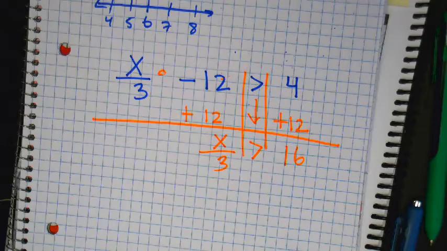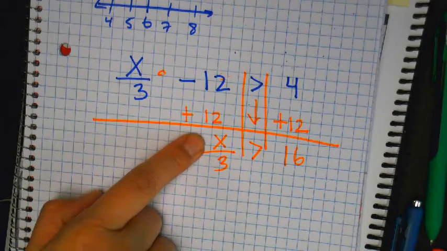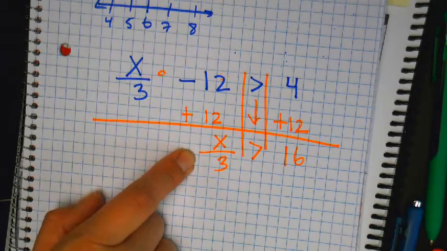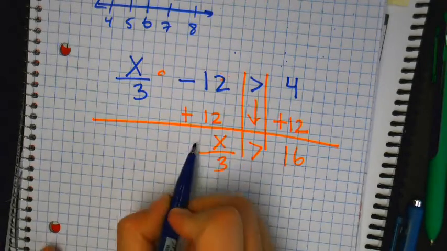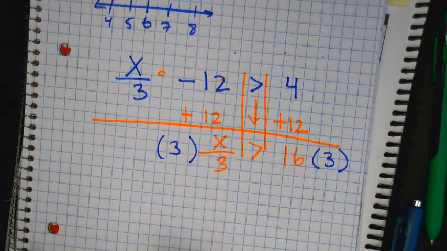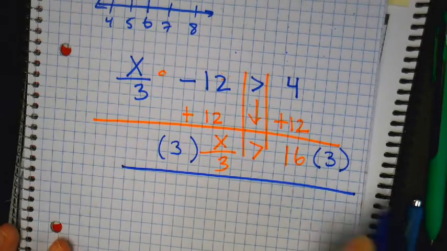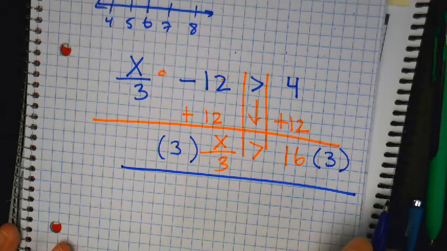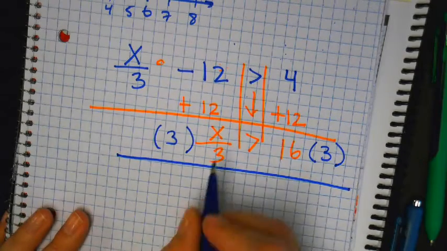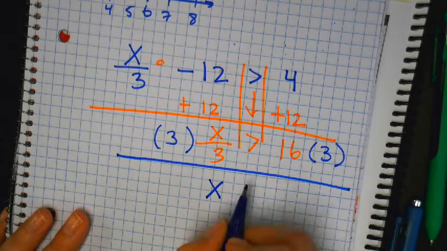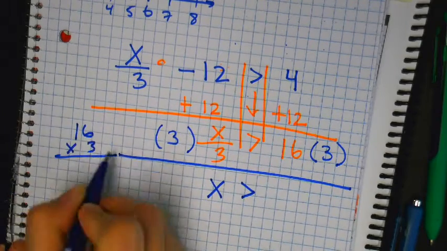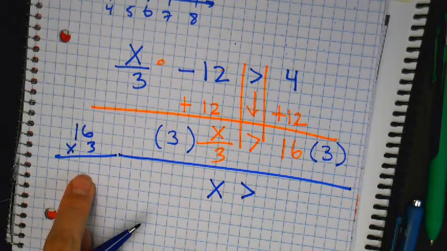So x over 3 means x divided by 3. What's the opposite of divide by 3? You're going to multiply by 3. This is what you learned with the sub, right? Here we're left with just x greater than. I've got to do the math on this side: 16 times 3. Big number.